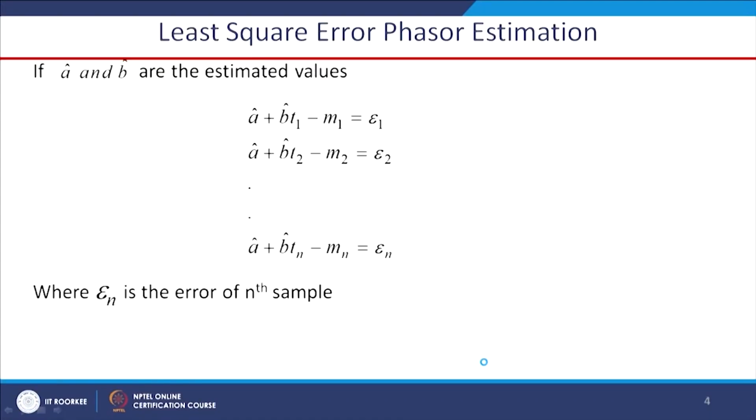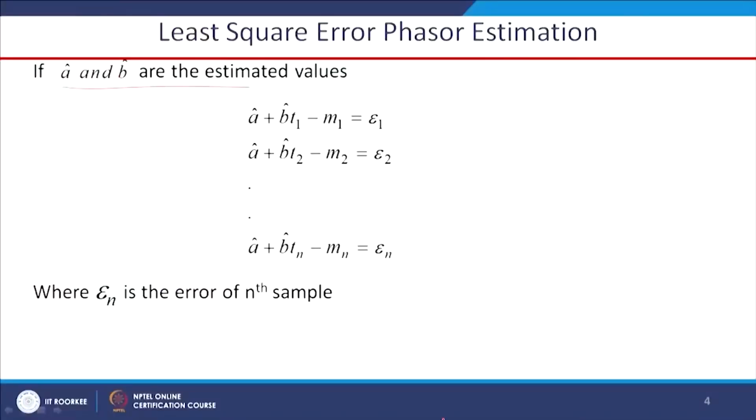If you see, we have A cap and B cap as the estimated values, because we are here to estimate our unknowns. A and B are unknown variables. We are here to estimate the unknown variables from the known quantities or known signals. That is why A cap and B cap stand for the estimated values of the parameters or variables.